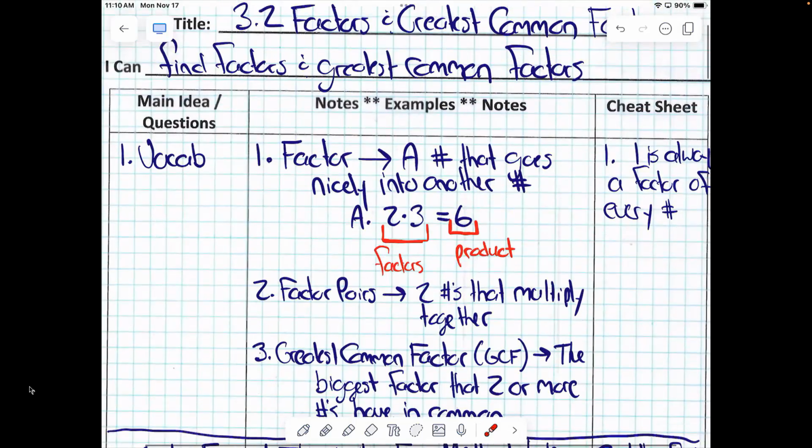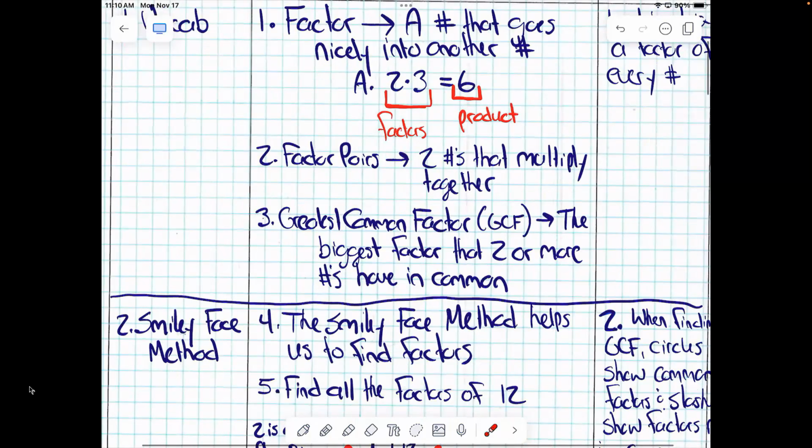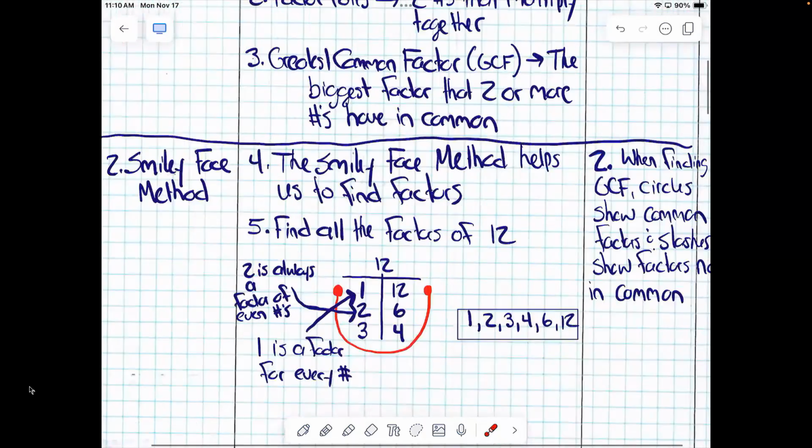Factor pairs would just be 2 numbers that work together, like 2 and 3. And then greatest common factor. Greatest means biggest. Common means the same. And factor would be numbers that go nicely into another number, right? So it's the biggest factor that goes into another number nicely. Yes? Okay. All right, smiley face method.